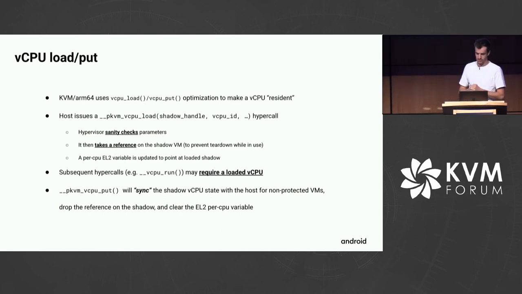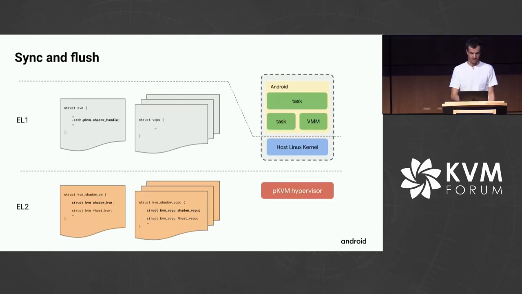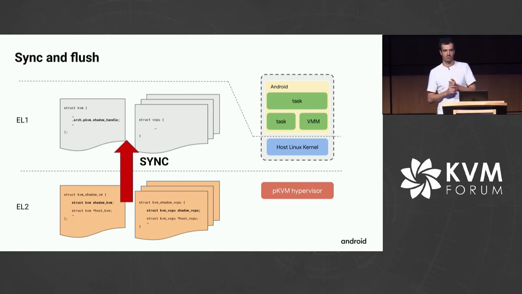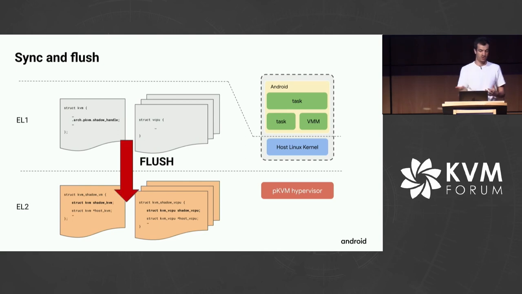And vCPU put, when we release the reference we have on the vCPU, will sync the vCPU shadow state with the host for a non-protected VM, and we'll drop the reference and then clear the per-CPU tracking we have at EL2 to track the loaded vCPUs. Just to talk about sync and flush quickly, these are names that were traditionally used in KVM ARM. They may not be clear to everyone. So the idea of sync is going from the EL2 state back to the EL1 copy, which typically happens after we've run a vCPU, and we want to copy part of the state back into the host so it can handle a fault, for instance, and flush is the other way around.